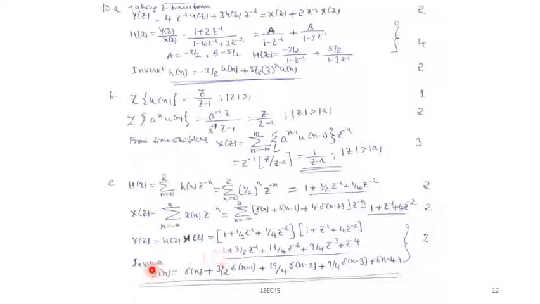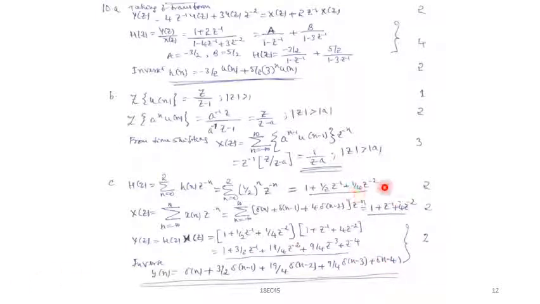Now I need y(n), so directly take the inverse Z transform of this. The inverse Z transform is delta(n) plus 3 by 2 delta(n minus 1) plus 19 by 4 delta(n minus 2) plus 9 by 4 delta(n minus 3) plus delta(n minus 4).